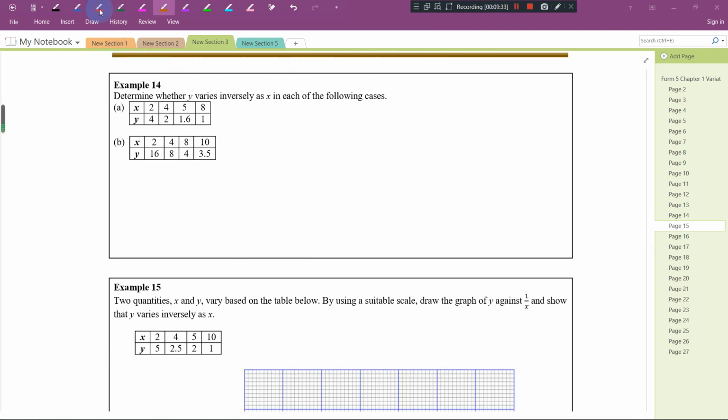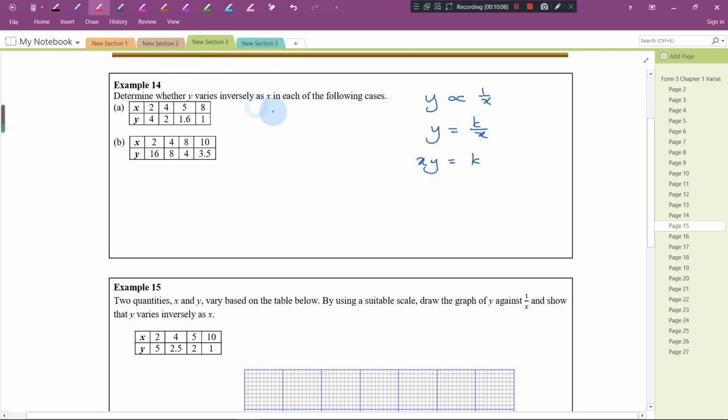Okay, let's look at this as an example. Example 14. Determine whether y varies inversely as x. So you have to be careful. If the question is asking you to determine whether y varies inversely as x, we know that y is equal to k over x, right? So xy will equal a constant. So we need to find the value of xy.